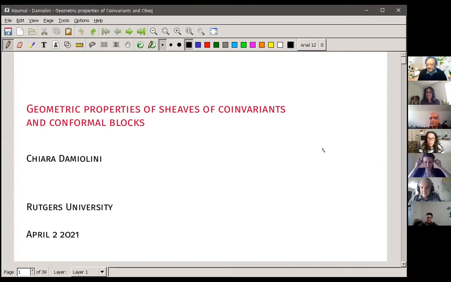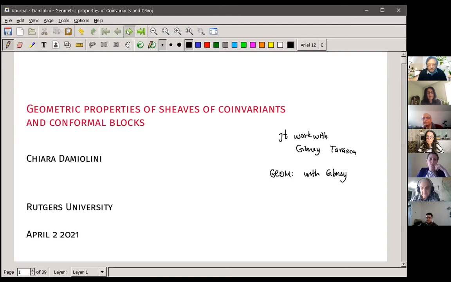Thank you for the introduction. I hope you can all hear me. Today I will talk about some essentially geometric properties of sheaves of coinvariants and conformal blocks. This is based on joint work with Angela Gibney and Nicola Tarasca. These would be the basic properties. But actually the geometric properties are really joint work only with Angela Gibney.